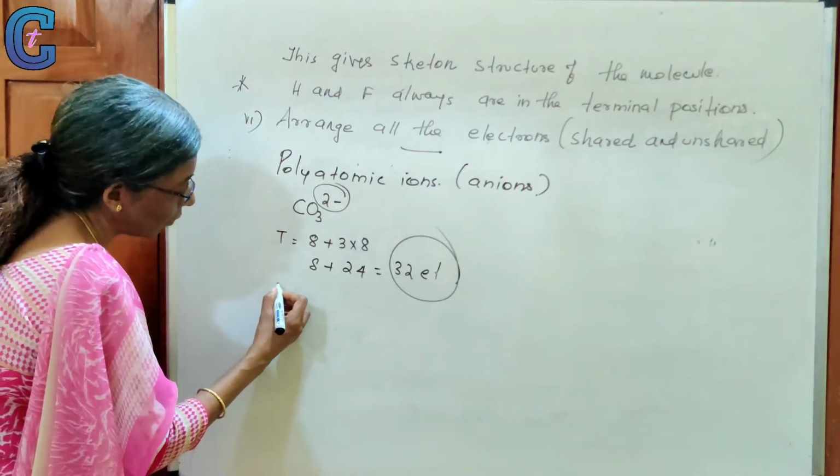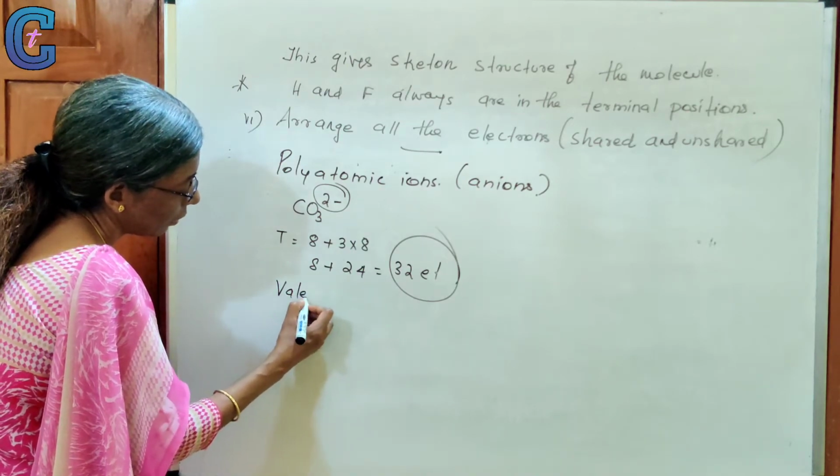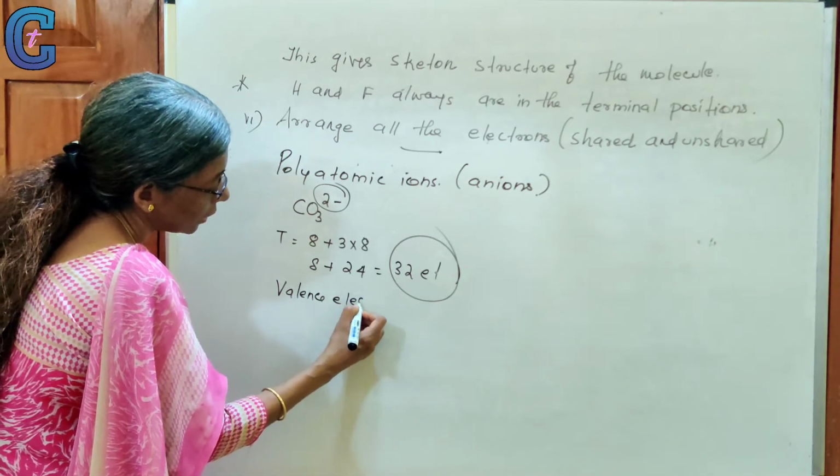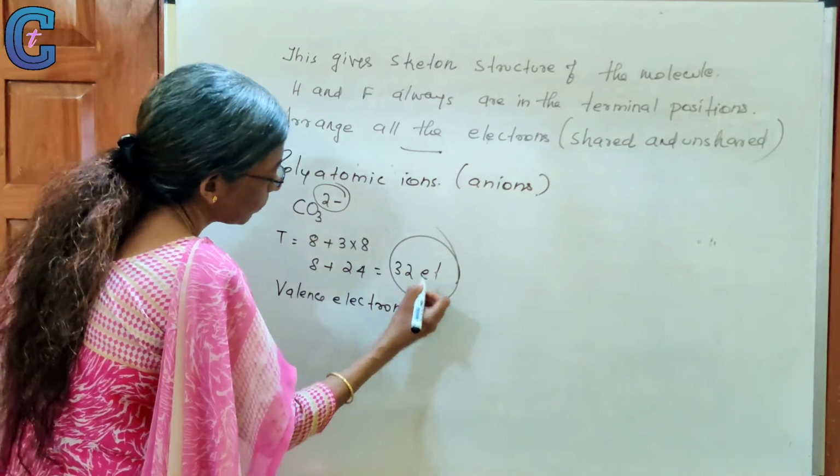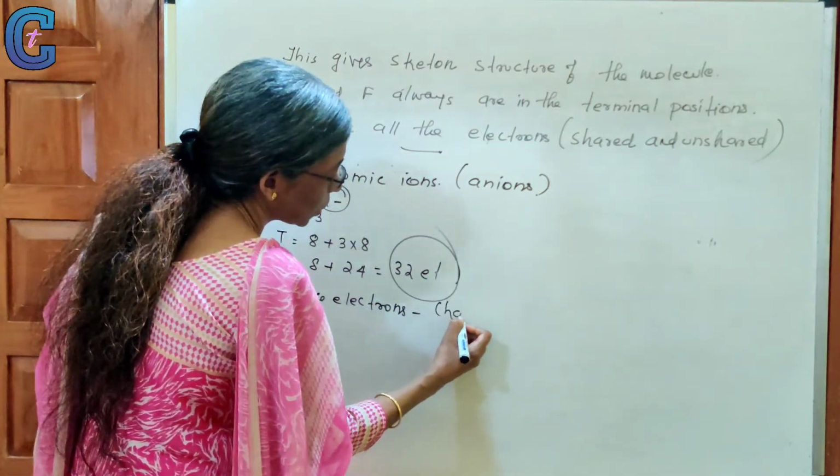Now in the case of valence electrons, the charge should be included. Charge on the top should be included.